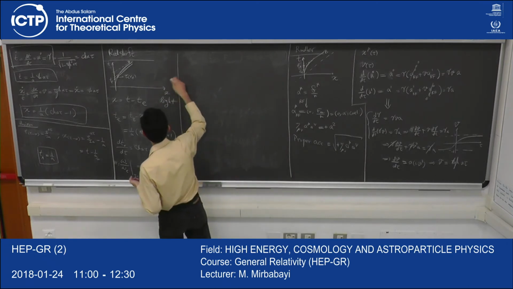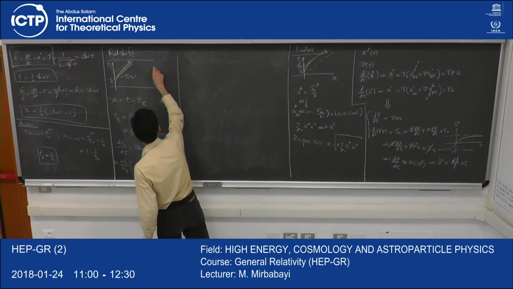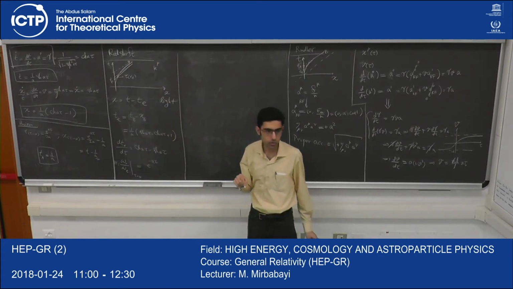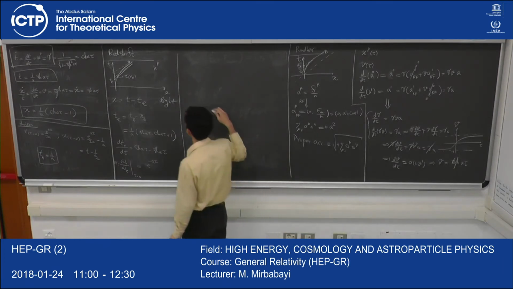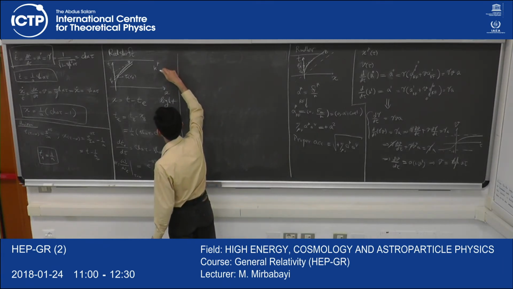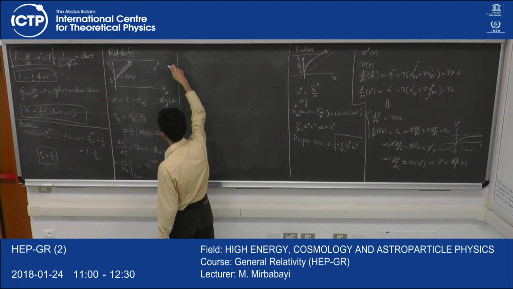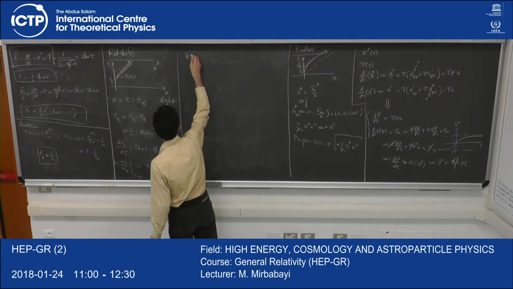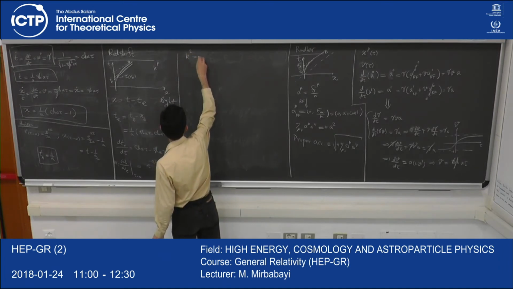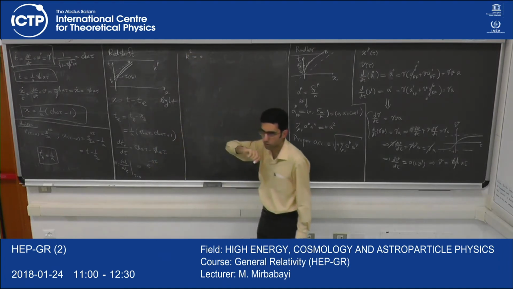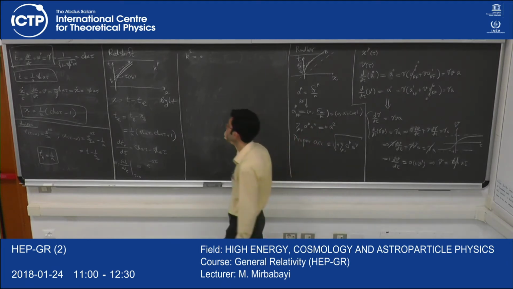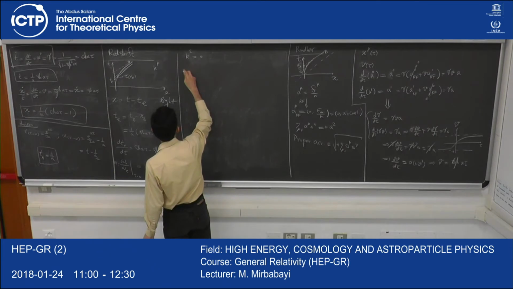So say here I have a photon with 4-momentum k^μ. Since it is a photon, it will correspond to a null trajectory. So k squared is equal to 0 for a photon. But what is its frequency measured by an observer?